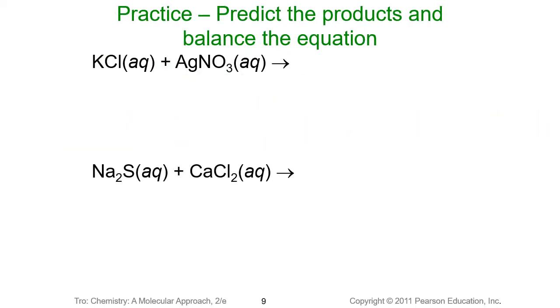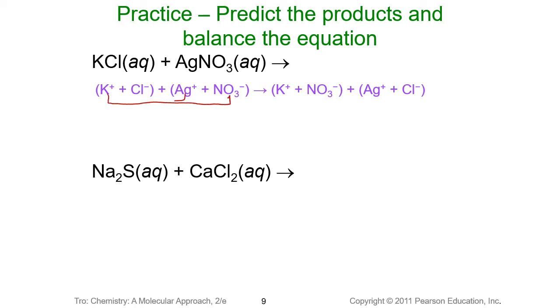Here's one for you to practice. See if you can, or two to practice. Determine what the products are and balance the reaction. If we look at potassium chloride and silver nitrate, we're going to swap cation with anion. They are all +1 and -1, so it's just going to take one of each.